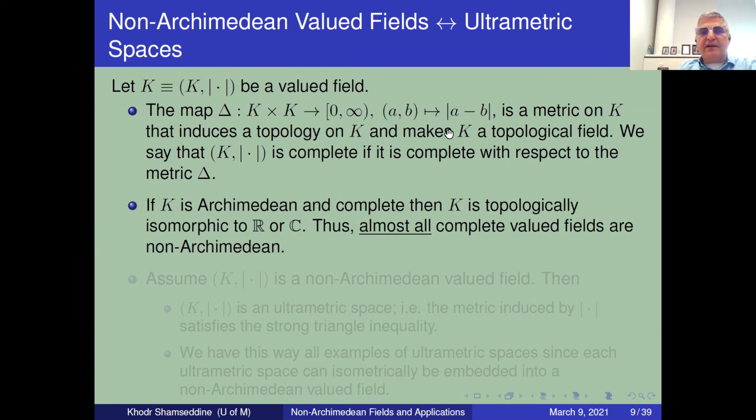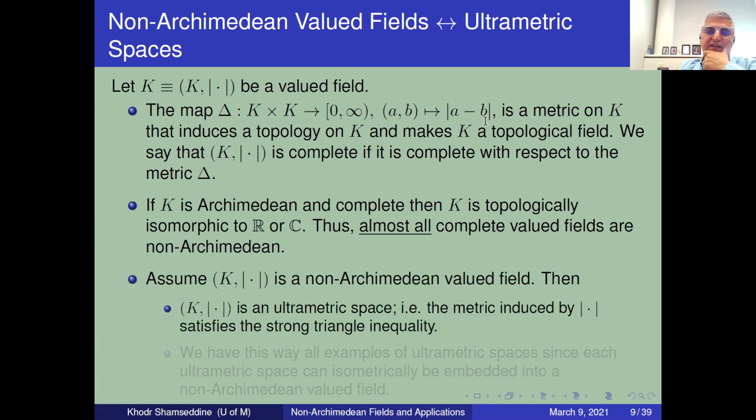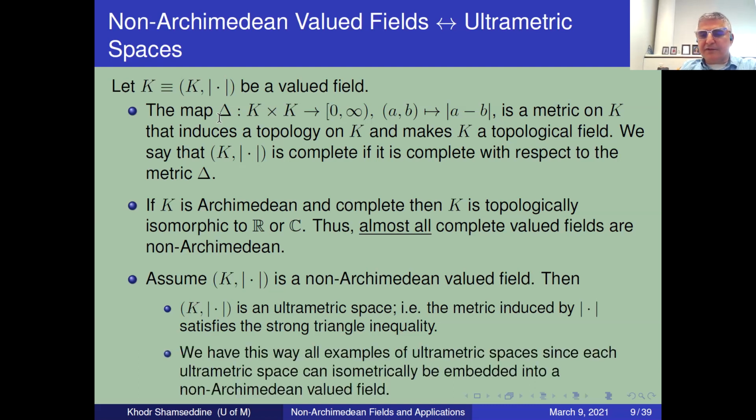And we can see from the definition here that if we have a non-Archimedean valued field, which means the valuation satisfies the strong triangle inequality, then in that case, the metric itself will satisfy the strong triangle inequality, and we get an ultrametric. So every non-Archimedean valued field is an ultrametric space. And the converse is true because every ultrametric space can be embedded into a non-Archimedean valued field. So there is a one-to-one correspondence between the two.